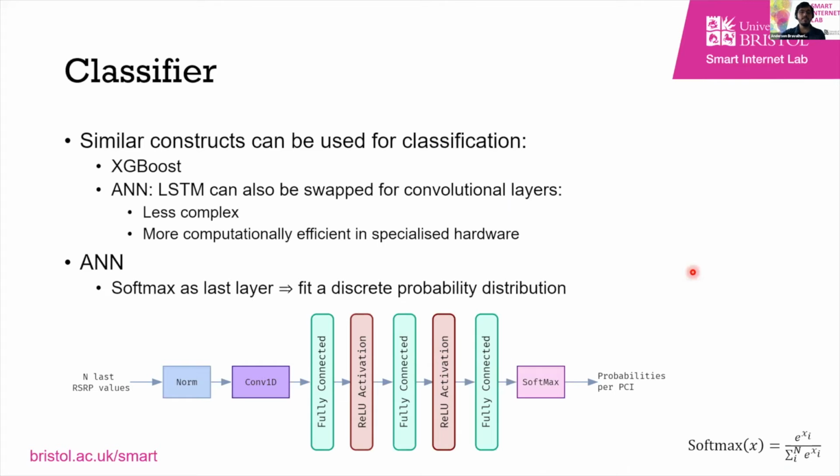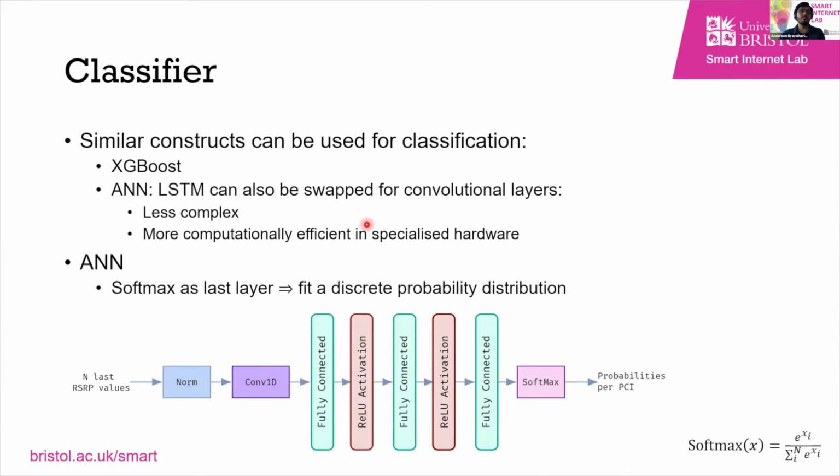In terms of the classification task, the second task that we have, we are also using very similar constructs. So the same XGBoost technique. The difference here for the XGBoost that we chose is a slightly more complicated loss function. And for the neural network, we can simplify the neural network. Instead of using the recursive LSTM, we can use convolution. So we can use convolutional layers in this case.